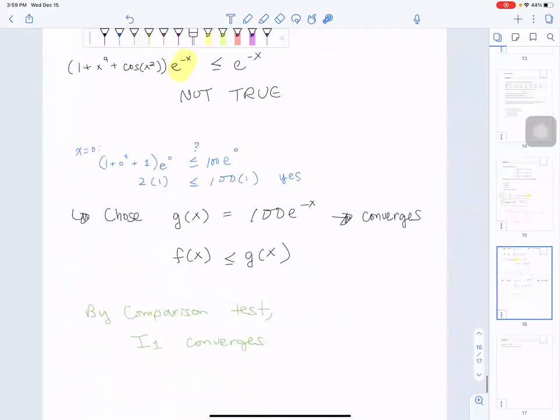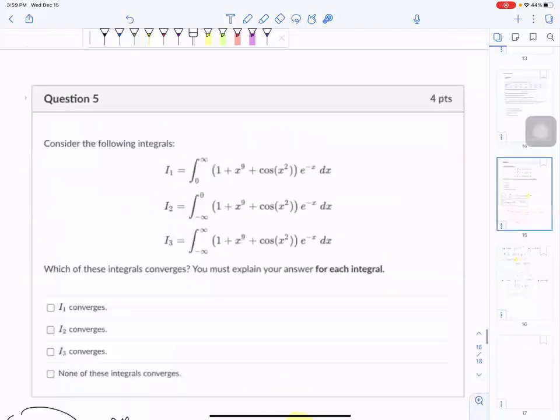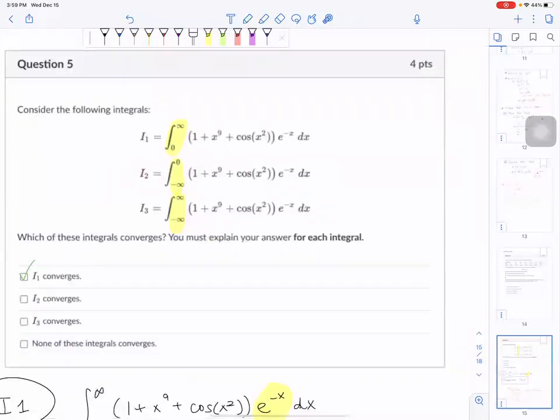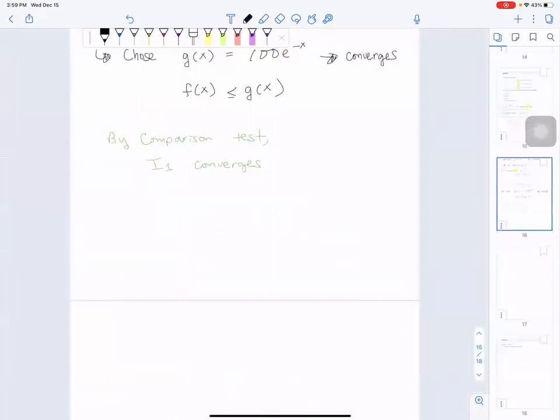Okay, so let's do I2 just so we get a little bit more. These look very similar, right? You should notice soon what the difference between these is. The difference is their bounds. I1 was from 0 to infinity. That was nice. We just found that it does converge. What about I2? The only difference now is that we're going from negative infinity to 0. So I2 equals the integral from negative infinity to 0.